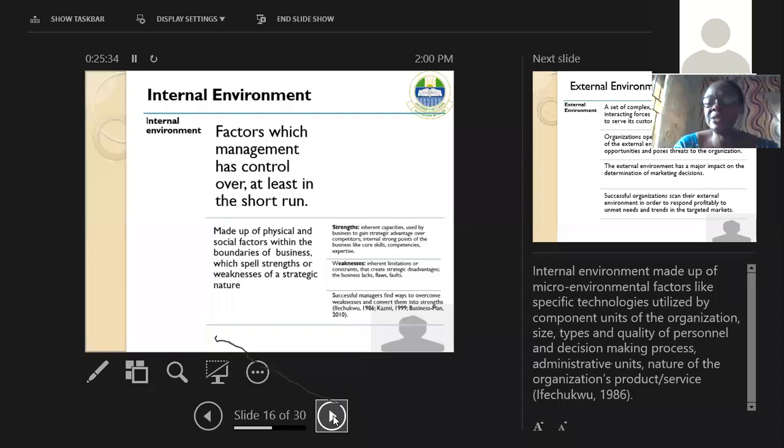of even their decision-making process. Sometimes even the product of the organization or the services they render can become a problem for them as part of their internal environment. And when you talk about strengths, you're talking about inherent capacities, those capacities that they have within them that they can use to gain strategic advantage over their competitors.